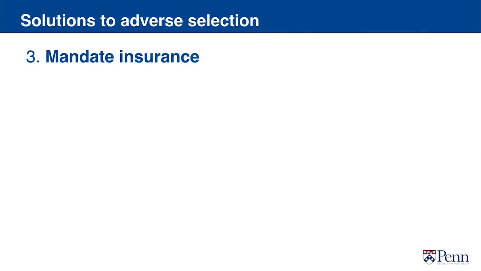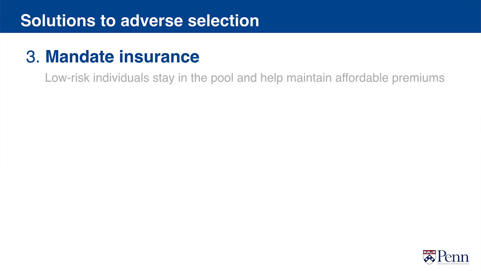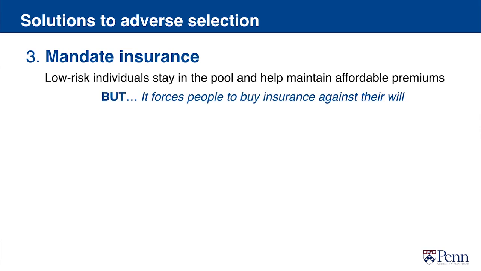The third solution was proposed under the Affordable Care Act. The idea here was to mandate the purchase of health insurance so low-risk individuals stay in the pool and help maintain affordable premiums. While forcing people to buy insurance against their will may sound harsh, it alleviates the need to use the first approach to mitigating adverse selection. In other words, by mandating insurance, the government can ensure coverage for people with pre-existing conditions.